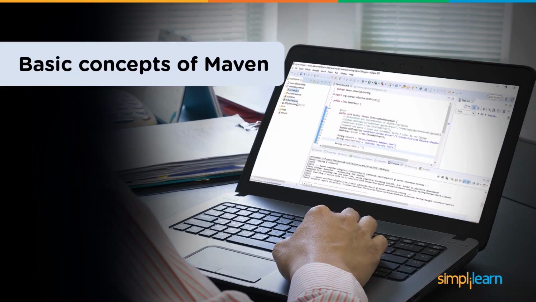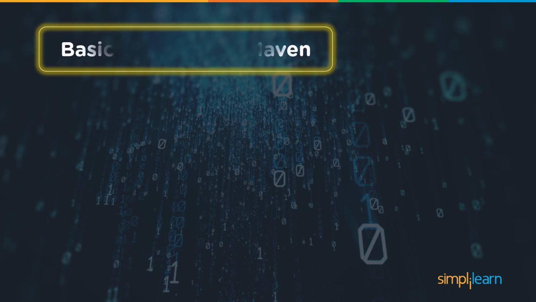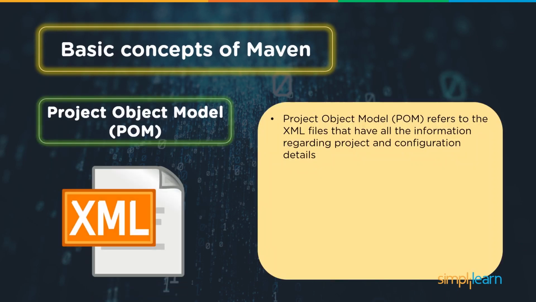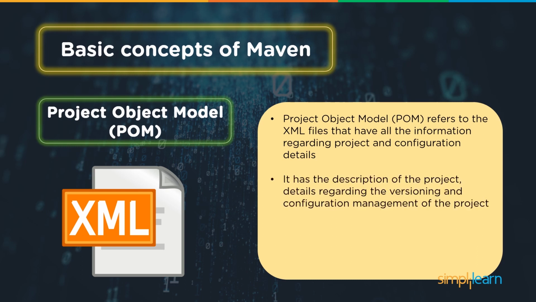Right, now what are the basic concepts of Maven here? A couple of basic concepts present in Maven: first, we have the project object model. The POM refers to the XML file which has all the information regarding the project, how this particular project should be built, and how the different build processes should be automated. It also has a description of the project, and the versioning information is also stored in this POM file.